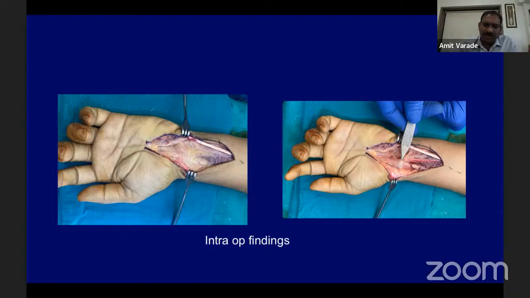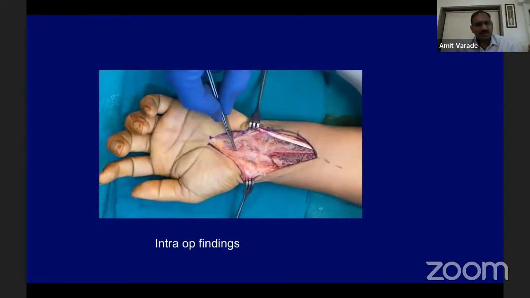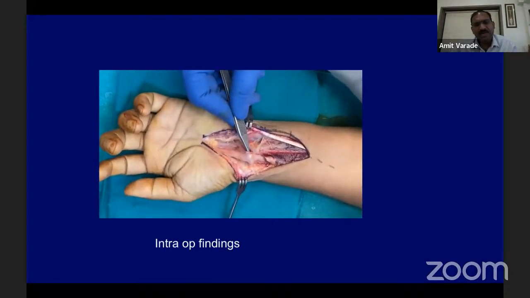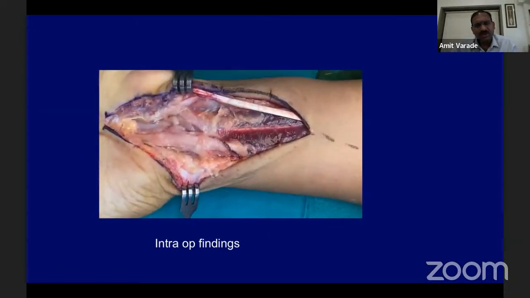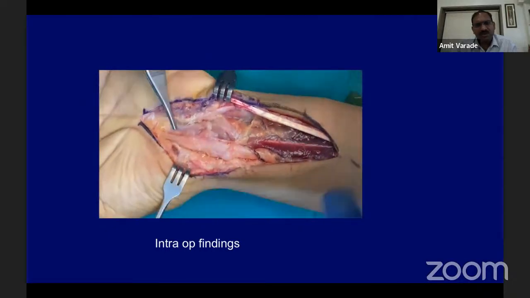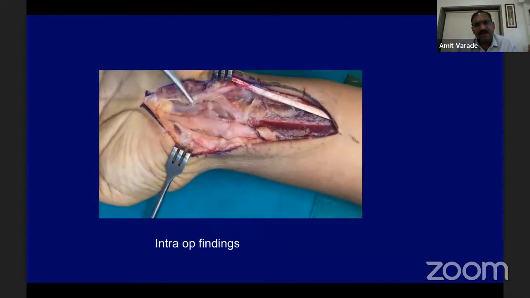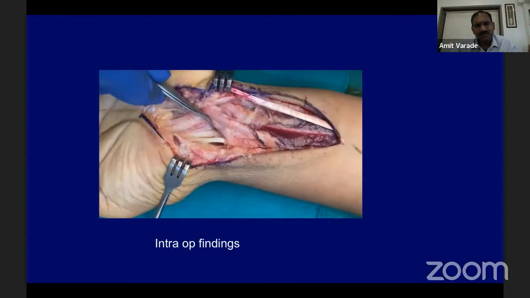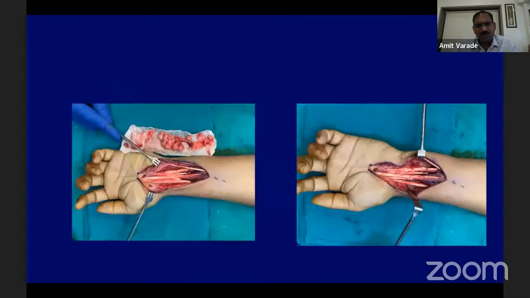So we did flexor tenosynovectomy, extensive flexor tenosynovectomy was done. And these are the intraoperative findings. We can see that there was swelling of the median nerve also due to the surrounding tenosynovitis, and compression at the carpal tunnel level. The nerve literally became flat in the tunnel. So extensive tenosynovectomy was done.